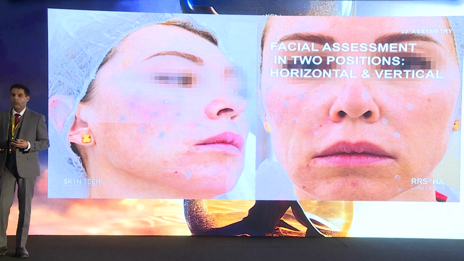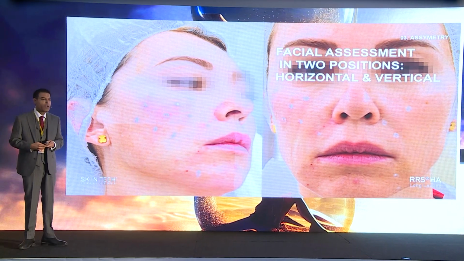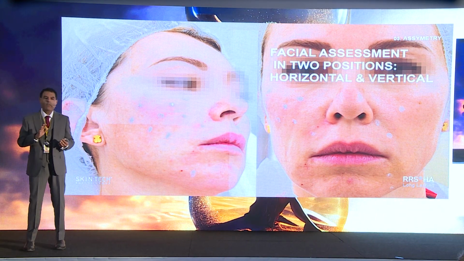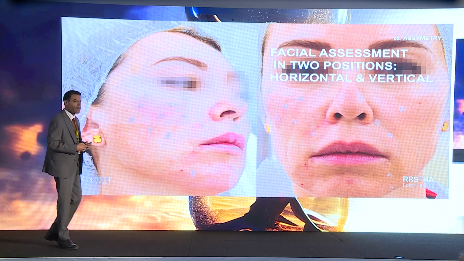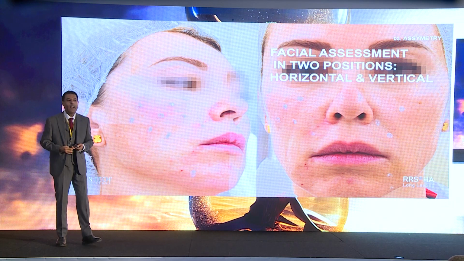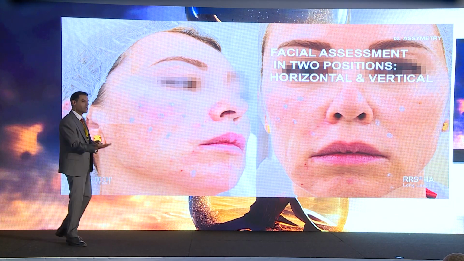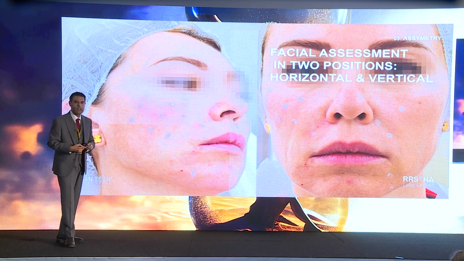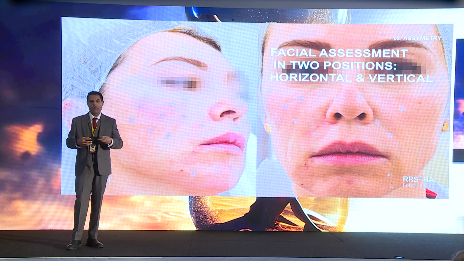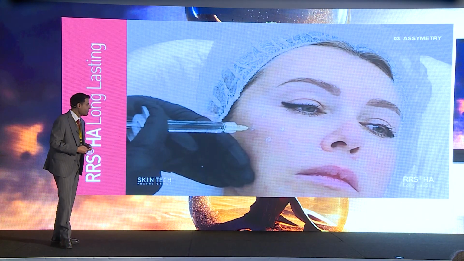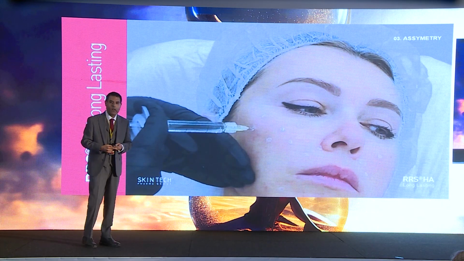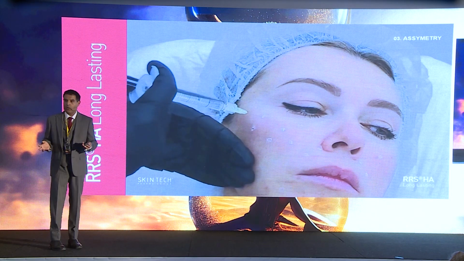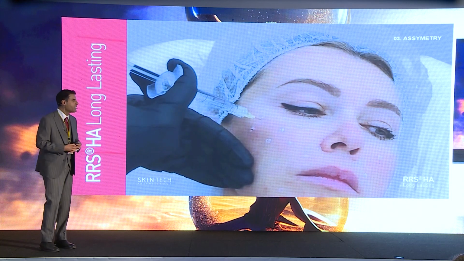So when it comes to using, this is very specifically about RRSHA long-lasting, the usual way we do it, we sit the patient down and we first lie them down horizontally, assess the facial asymmetry, and then we treat that asymmetry, sit them up in the vertical position. We have two positions basically, and then we reassess and carry out treatment, but again, using personalization. You can see from this video, we are carrying out personalization, first of all, in the horizontal position. The usual protocol, which we'll talk about just a bit later, is 7 injection points.